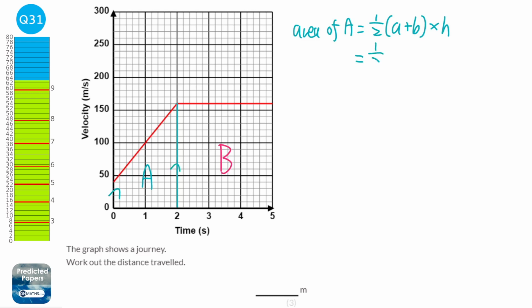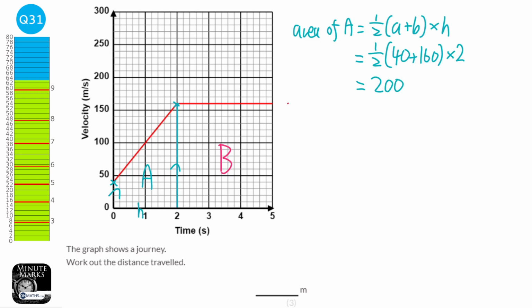So it's going to be half times this part here, which is 40, plus this point here, which is 160. And then the height is actually the width. So the height is this bit here, so that's going to be times 2. Those will cancel out, the half and the times 2, so that would be 200.